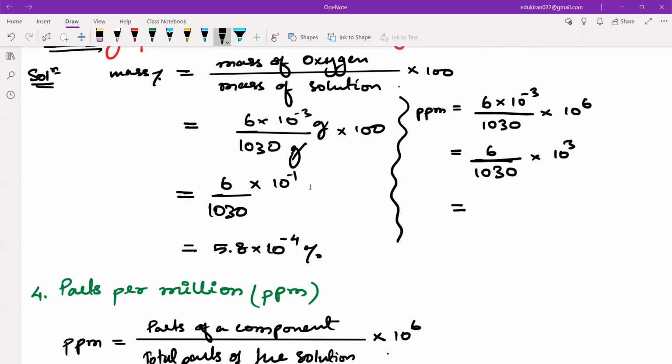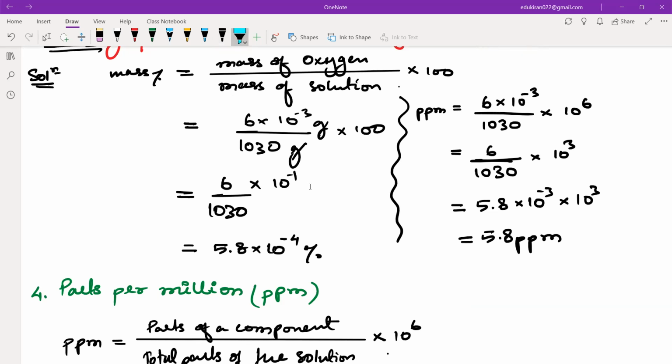This value will be equal to how much? 6 upon 10^3 is equal to how much? 5.882 × 10^-3, and this will be equal to 10^3. So this will be equal to 5.8 ppm, parts per million. So approximately 6 parts are there in 1 million, right?